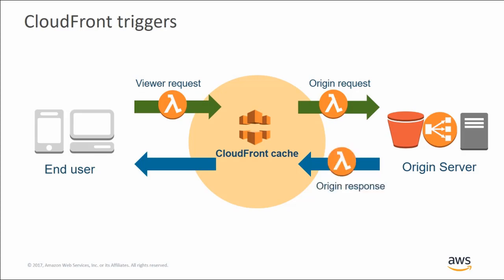The next one is origin response. Origin response is in the response path and right before the response from the origin is cached. And the fourth one here is viewer response. And this is triggered right before the response is sent back to the viewer. You should note that in the case of a cache hit, only the viewer request and viewer response come into play. In the case of a cache miss, all the 4 trigger points are available for you to use.